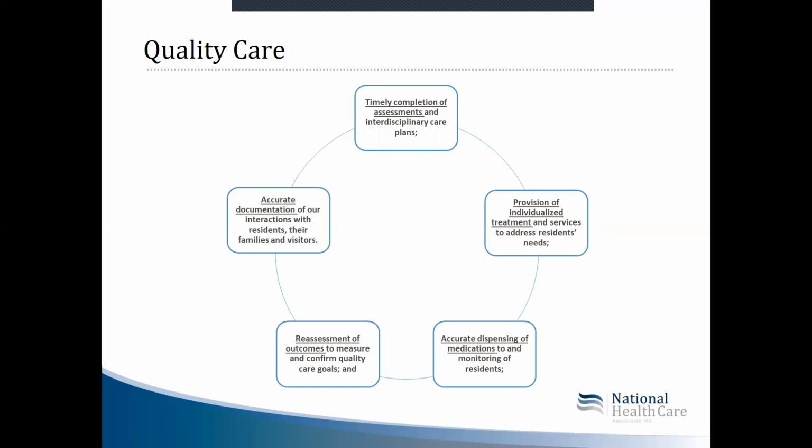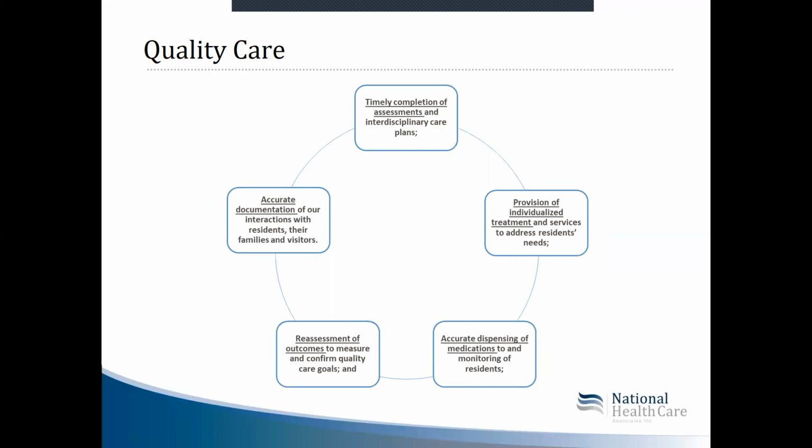These are just some ways to ensure that we provide quality care. Timely completion of assessments and interdisciplinary care plans, provision of individualized treatment and services to address residents' needs, accurate dispensing of medications to and monitoring of residents, reassessment of outcomes to measure and confirm quality care goals, and accurate documentation of our interactions with residents, their families, and visitors. This list is by no means exhaustive.